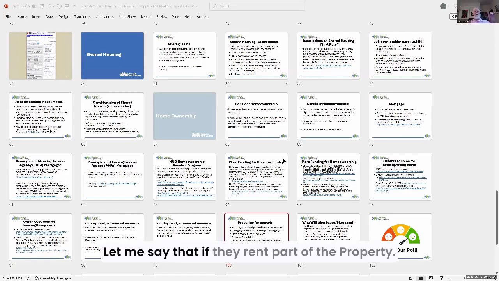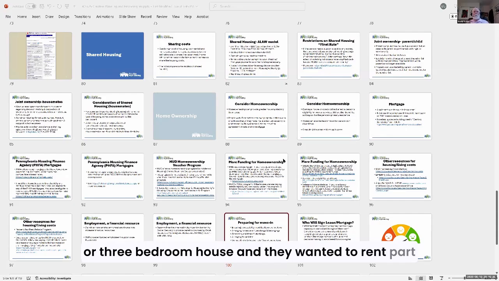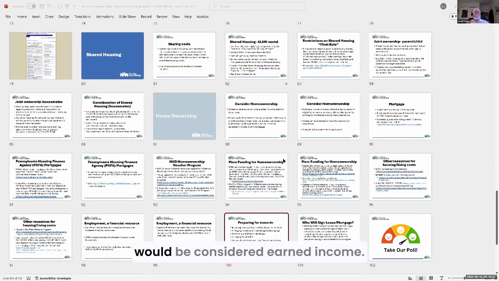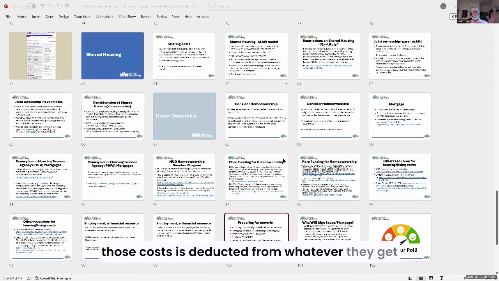Let me say that if they rent part of the property, so for example, if it was a two or three bedroom house and they wanted to rent part of that, that income from the rental of the property would be considered earned income. And that income, just like income from a job, could potentially affect their waiver benefits, but highly unlikely, because a portion of the cost of maintaining that property is deducted from whatever they get from rent. So in most cases, it would be a wash.